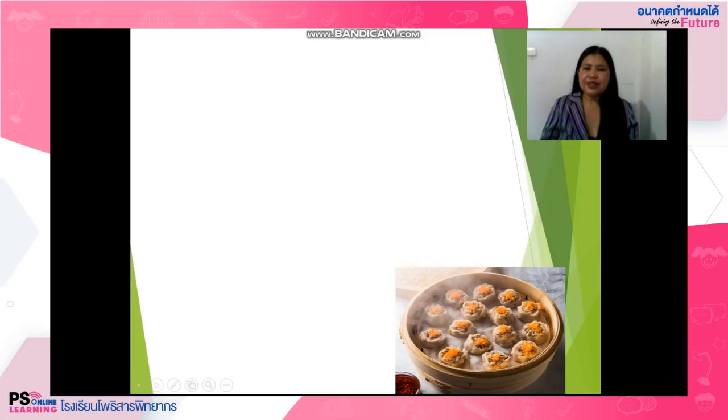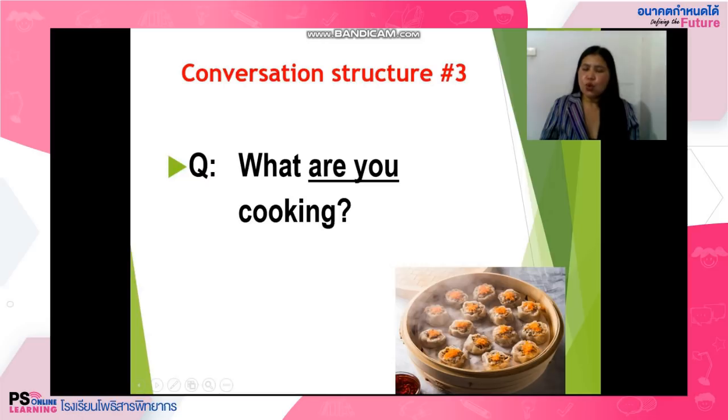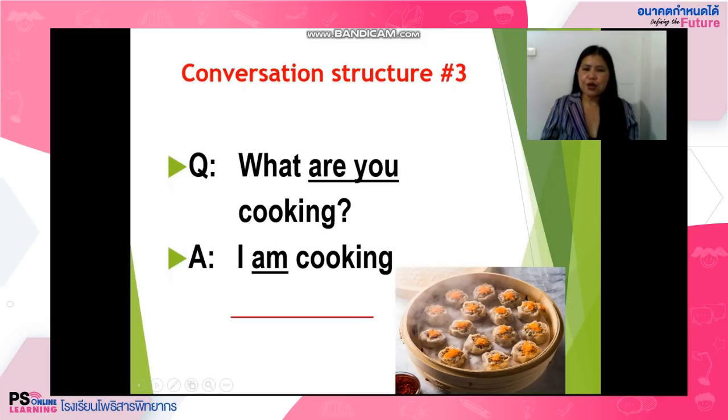Okay. Next one, these are dumplings. Okay, how are they cooked? What is the food? These are dumplings. Okay, so if the question is, what are you cooking? If you are cooking this dish, what is the answer? Correct. That is, I am cooking steamed dumplings. So the question is, what are you cooking? You have to answer, I am cooking steamed dumplings.